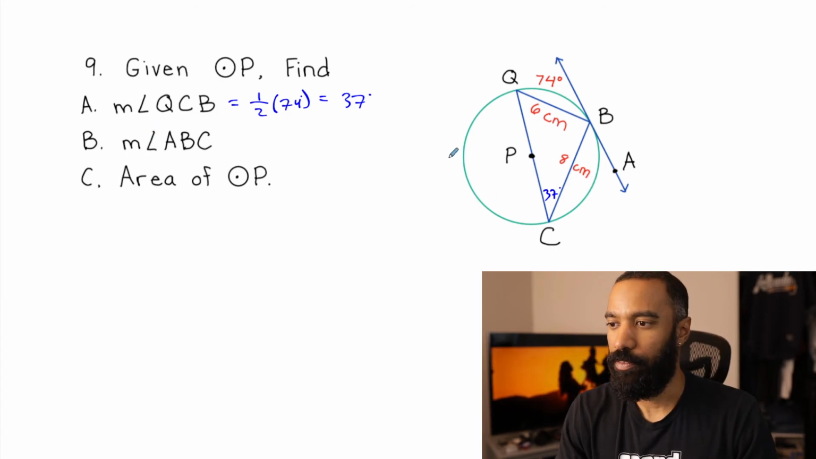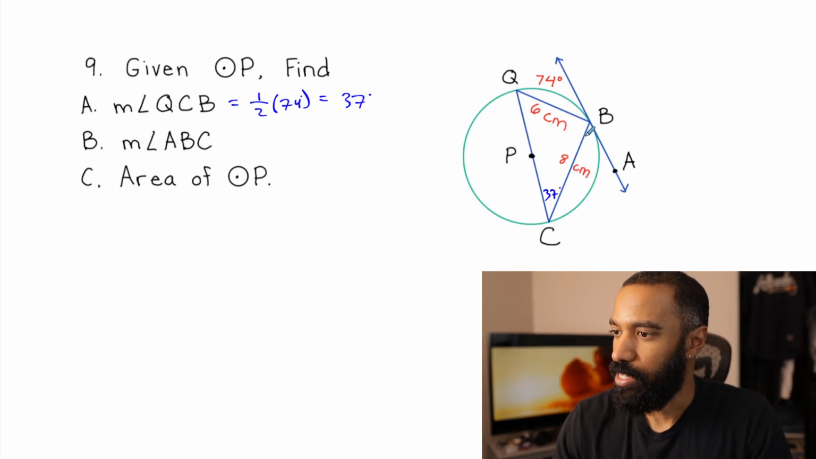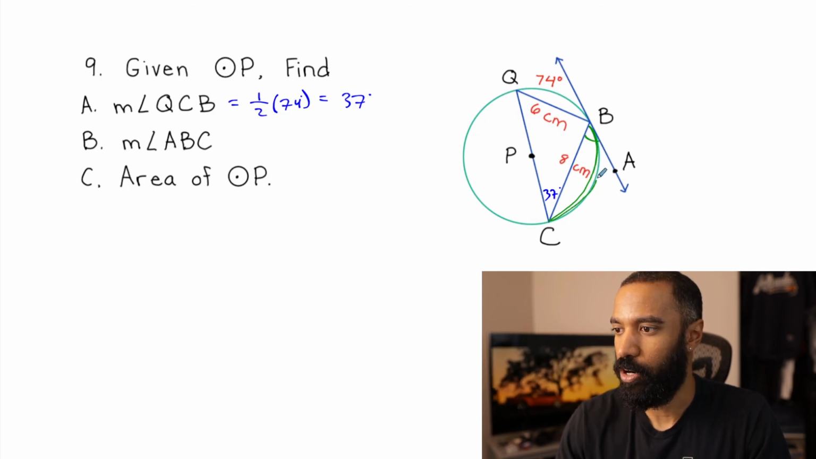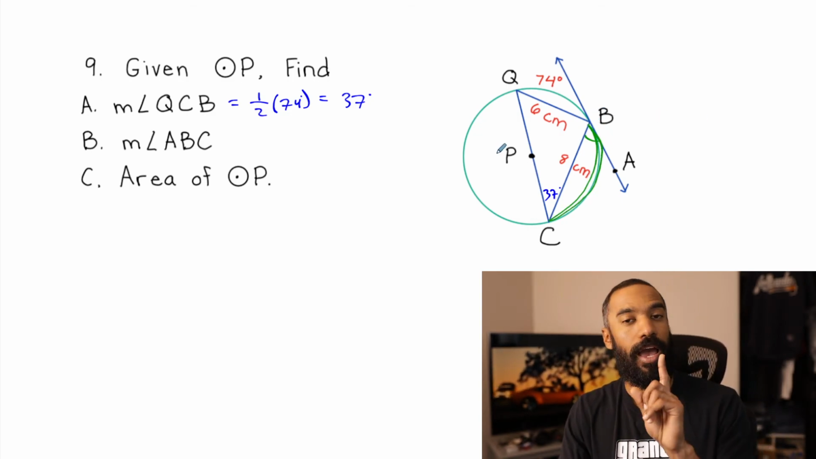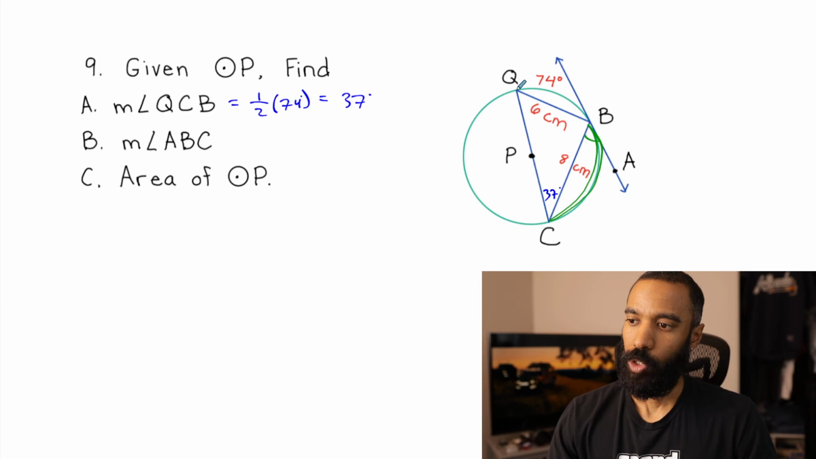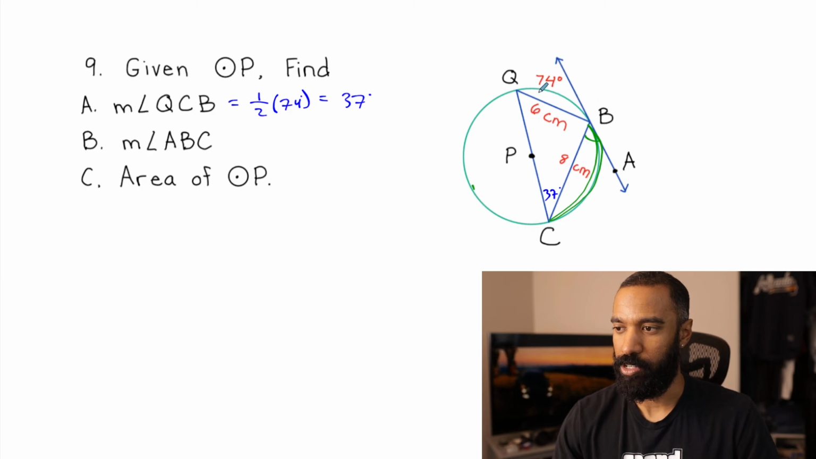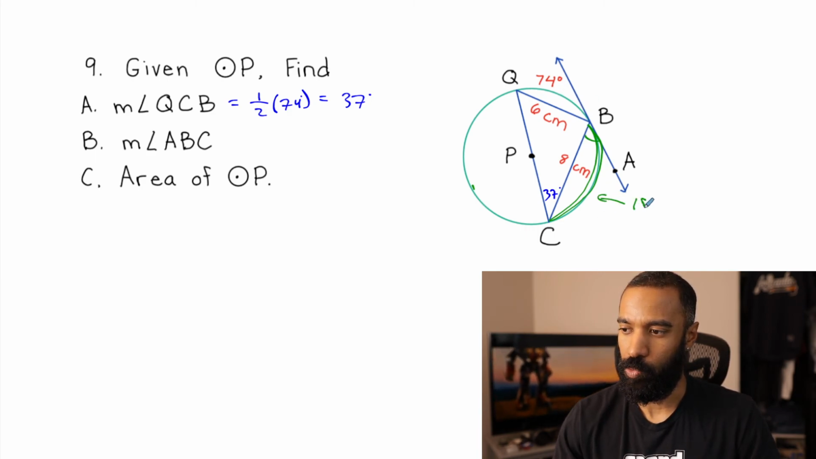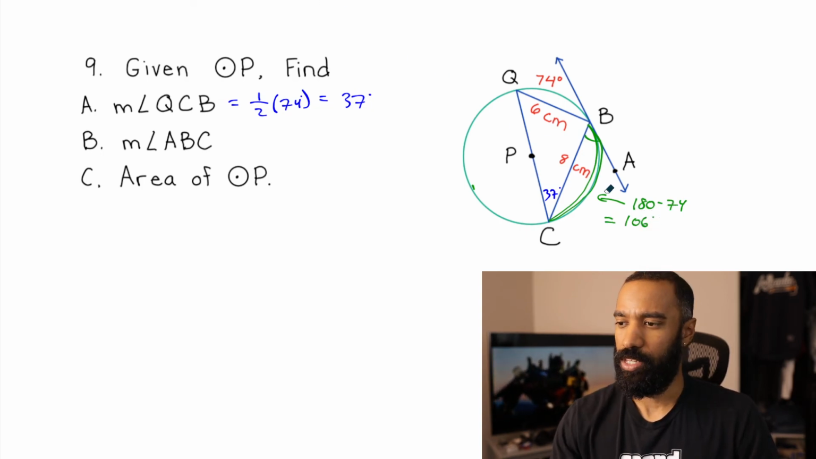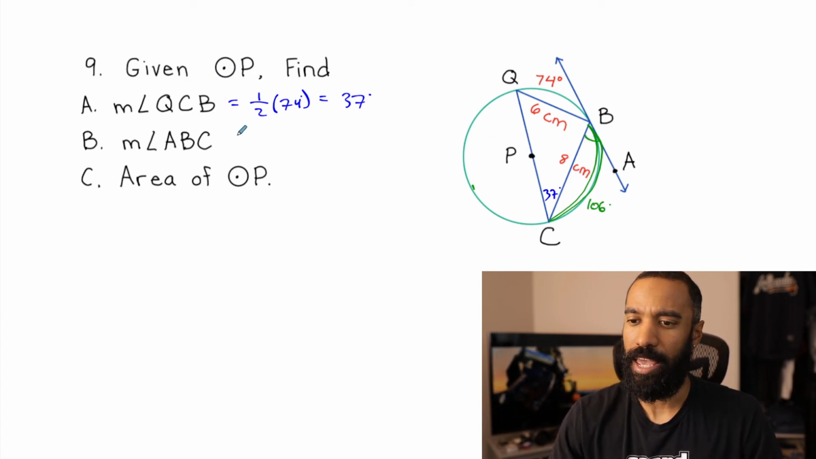Okay, measure of angle ABC. This right here is this inscribed angle. Remember, that is inscribed. Its intercepted arc is right there. We currently do not have the measure of its intercepted arc. However, what we do have is a diameter, which makes this a semicircle, 180. We already know this part's 74. So this intercepted arc is 180 minus 74, which is 106. So this is 106 degrees as an intercepted arc for its inscribed angle ABC.